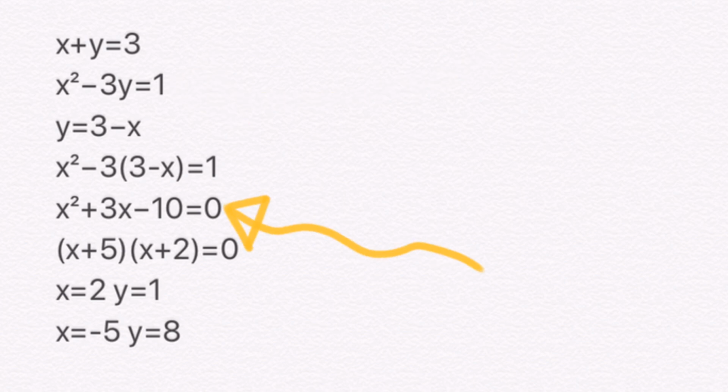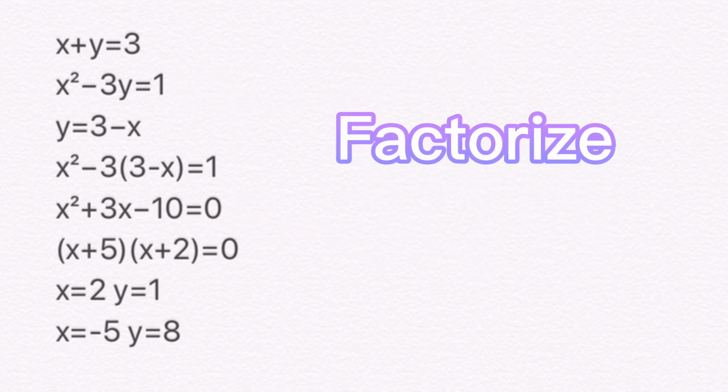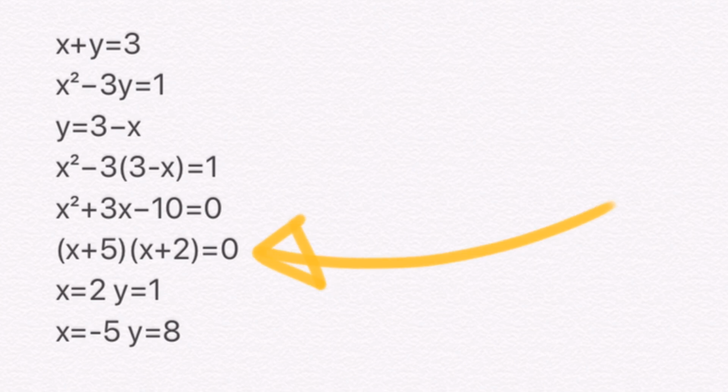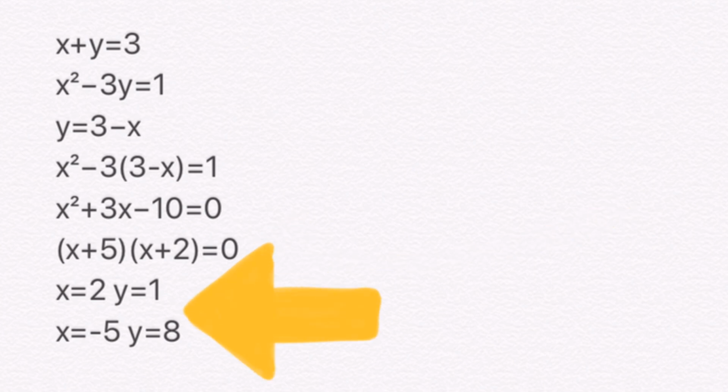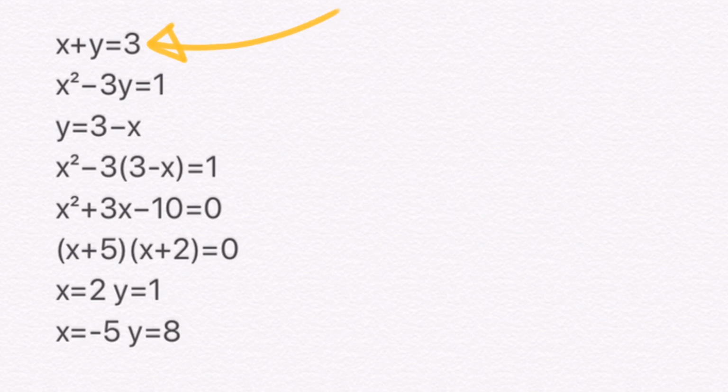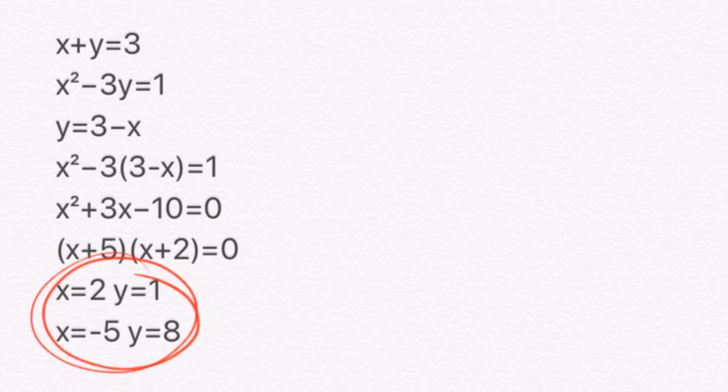Then we get this, and we have to factorize it, and then we get that it equals 0, so x = 2 and x = -5. Then we just have to substitute the value of x into either x + y = 3 or x² - 3y = 1, and we get the values of y.